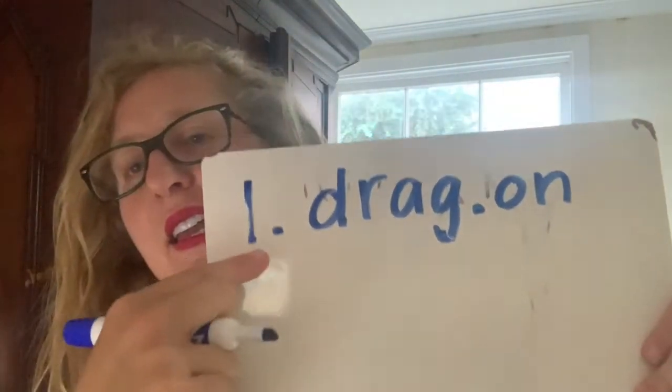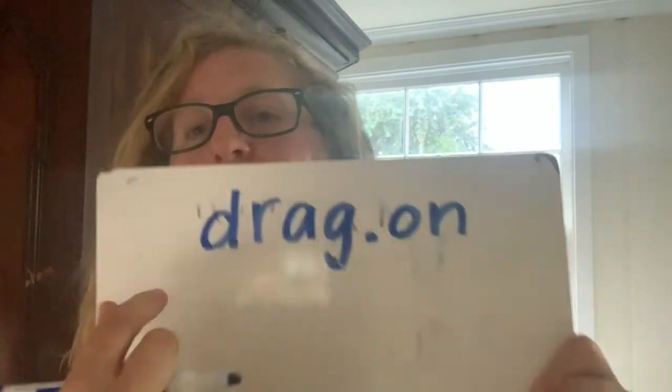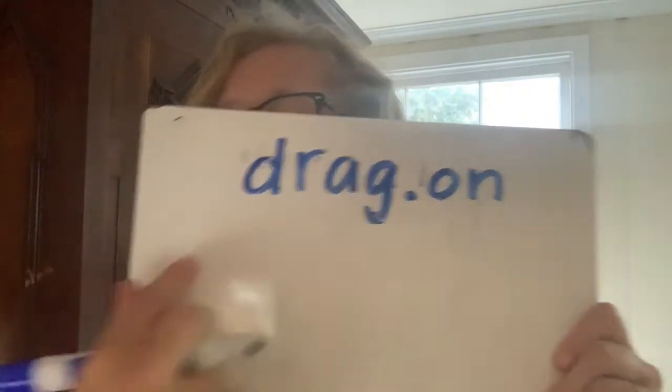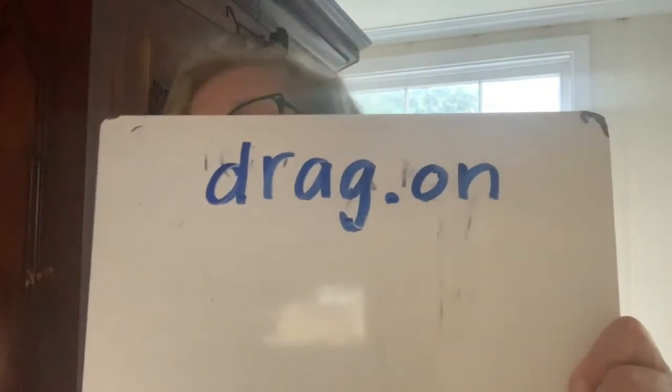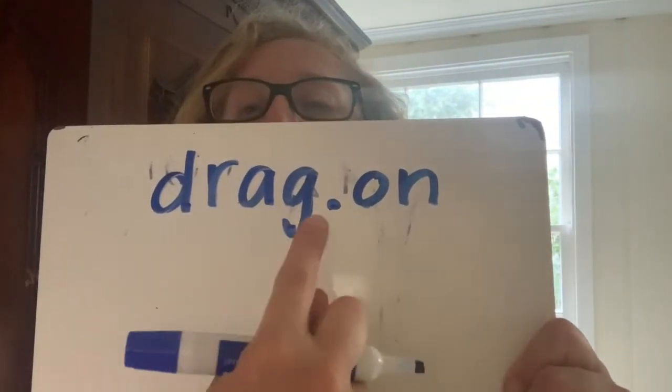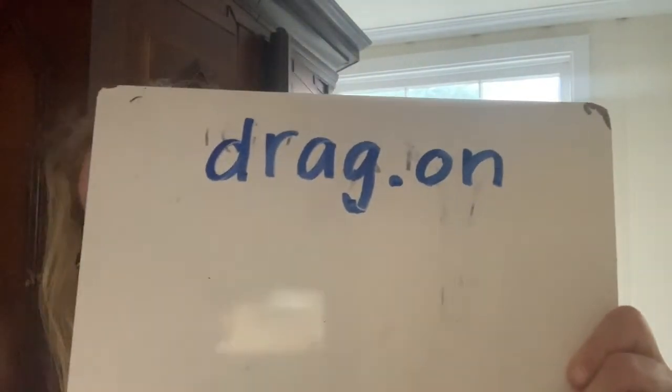Dra, dra. Actually, it's drag, drag. Un, dragon, dragon. Let me get rid of this. There was a dragon in the story. Rawr. Did you get that? If you didn't write it correctly, D-R-A-G-O-N, please write it correctly now. That was number one. I erased number one.